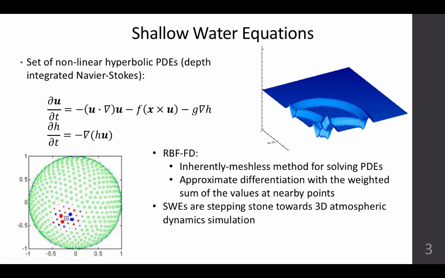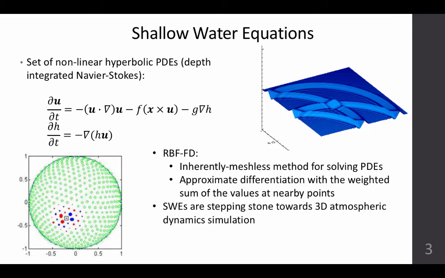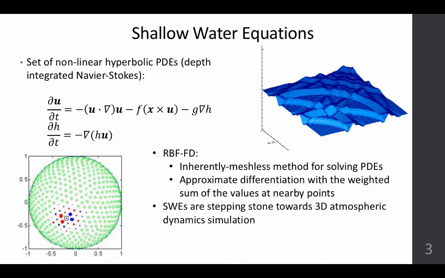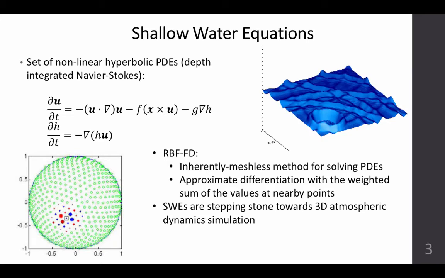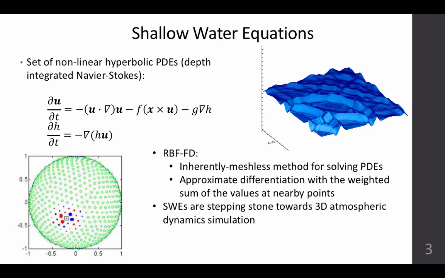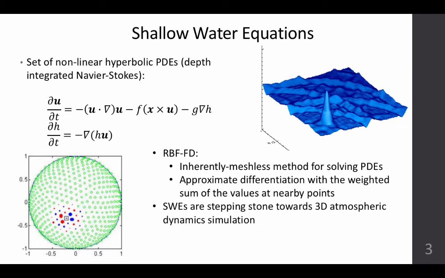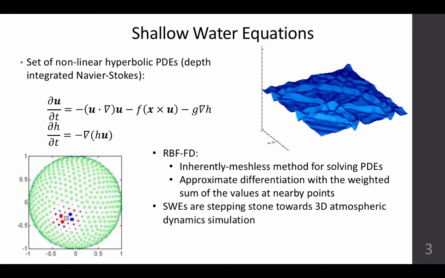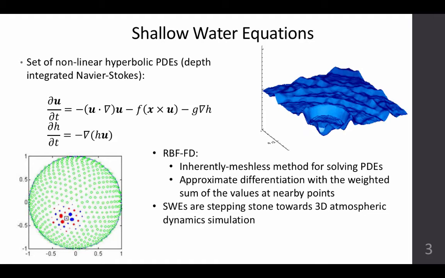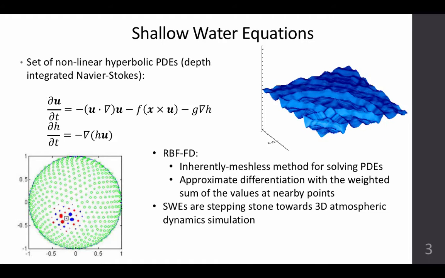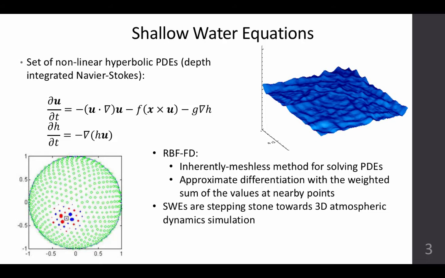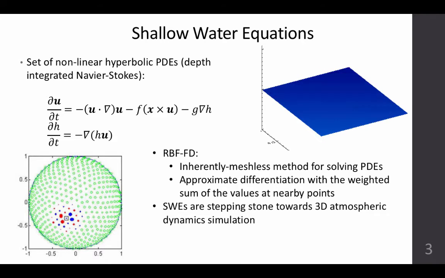So the shallow water equations are a set of nonlinear hyperbolic PDEs that can be derived from depth integration of the Navier-Stokes equations. Therefore, they are an important stepping stone towards three-dimensional atmospheric dynamics simulation. On the right, I have a quick visualization of water waves to give you a bit of a sense of what the shallow water equations represent. With the inclusion of both the Coriolis and gravitational forces, the shallow water equations on a sphere can be represented as they are shown here.